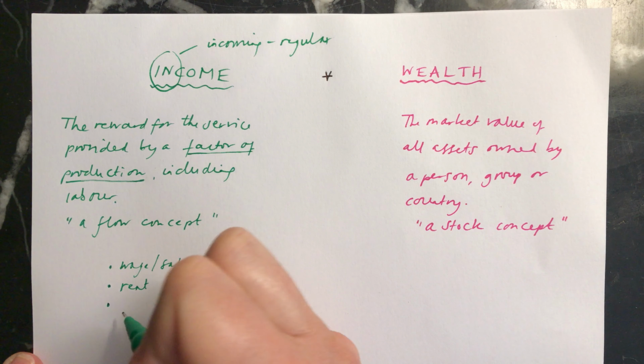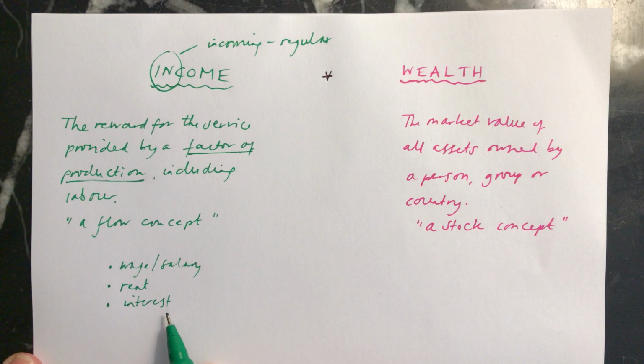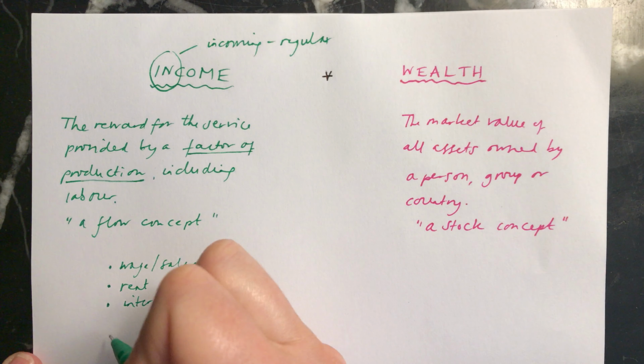A third thing would be the interest that you might receive if you put your money in a savings account. You will be paid interest possibly every month or at a different interval, and that money will be regularly coming into your account. That would be income.